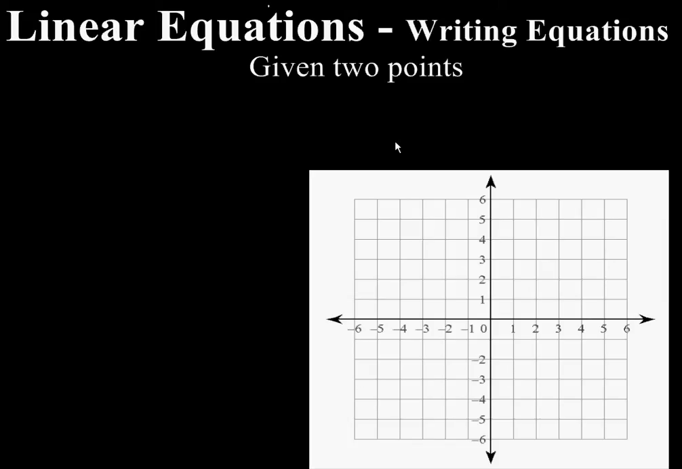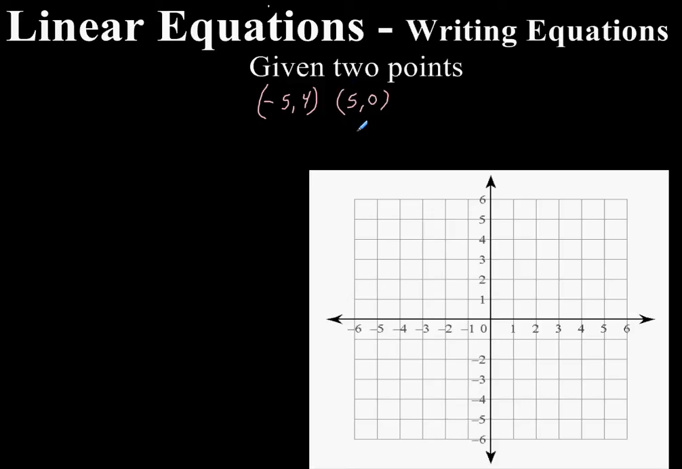This discussion is on writing linear equations when you're given 2 points. Well, let's choose some points. How about -5, 4 and 5, 0. Let's use those 2 points.